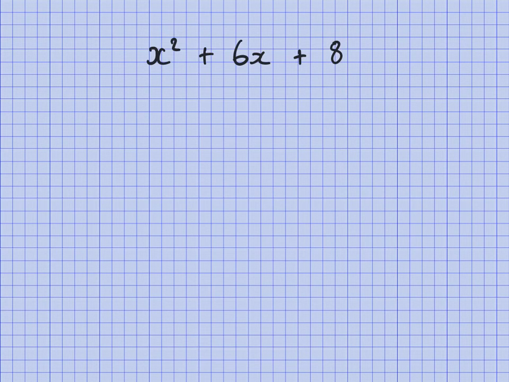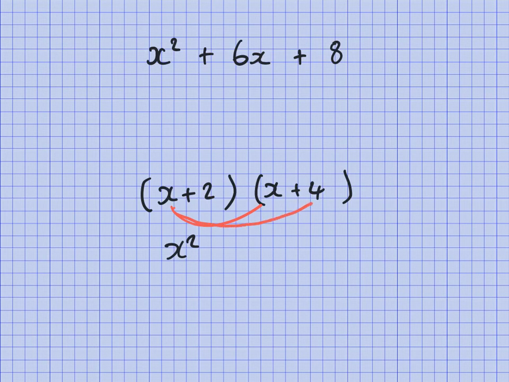So if I think about this, I remember that if I start with two brackets, let's imagine that we had x plus 2 and x plus 4. We use the FOIL method to make sure that we've multiplied everything out. So x times x gives me x squared. x times 4 gives me plus 4x. 2 times x gives me plus 2x. And 2 times 4 gives me 8.